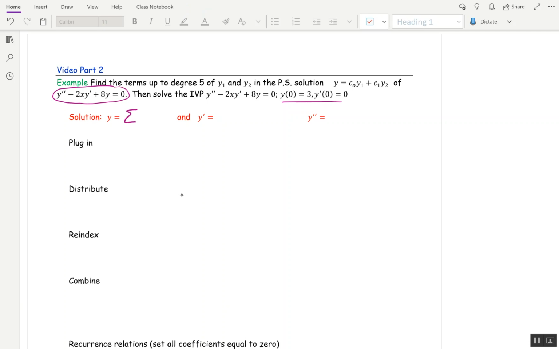So the way we start all our solutions is we start by assuming y is the sum n equals 0 to infinity of Cn x to the n. Then y prime is n equal 1 to infinity n Cn x to the n minus 1. And y double prime is n equals 2 to infinity n times n minus 1 Cn x to the n minus 2.